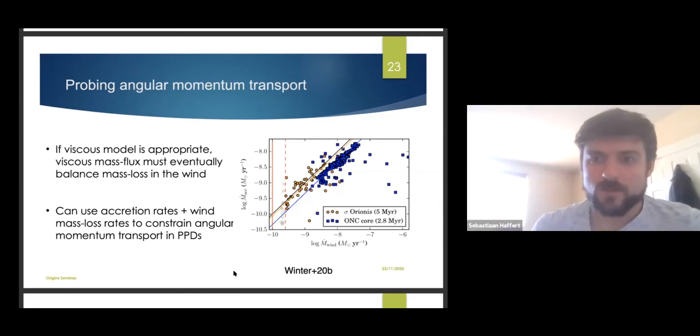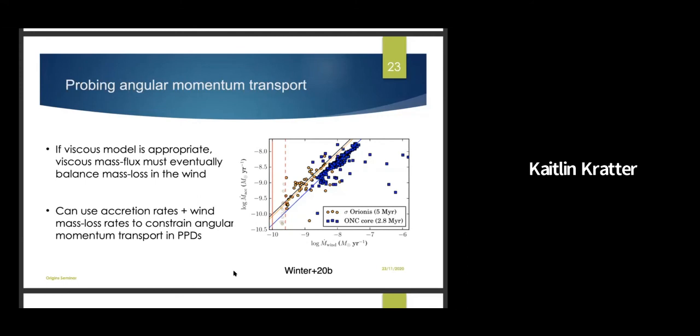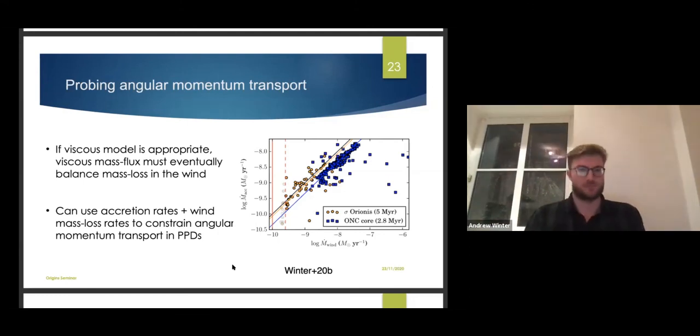Yeah, I think we got another question from Caitlin. Yeah, sorry, just following up on that last thing you said. Isn't the issue just that you need some mechanism to resupply mass at large radii? Is it being an alpha disk model particularly relevant? It's just that you need something continuing to bring mass in.